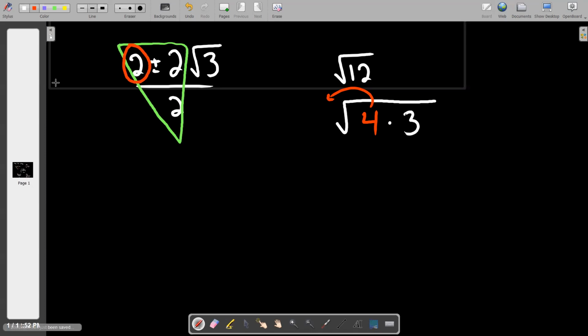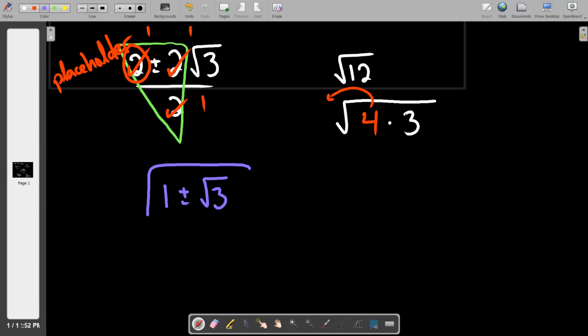This one is what we call a placeholder, and a placeholder cannot just be vanquished because it holds a spot for us. And so when I divide all the numbers in the guacamole Dorito by 2, I get 1, 1, and 1. However, the only one that should stay alive is the one in the upper left-hand corner. So the final answer in this case would just be 1 plus or minus the square root of 3. Done. End of conversation.